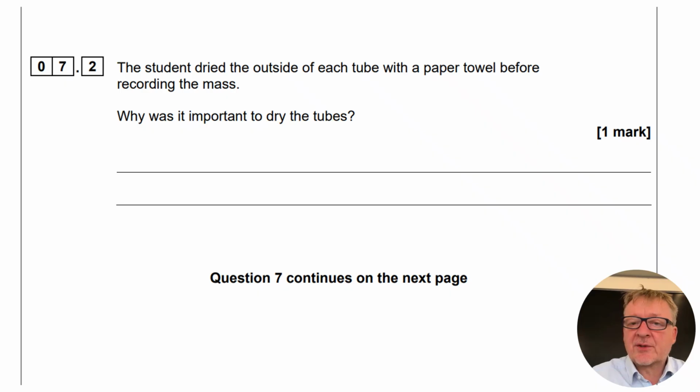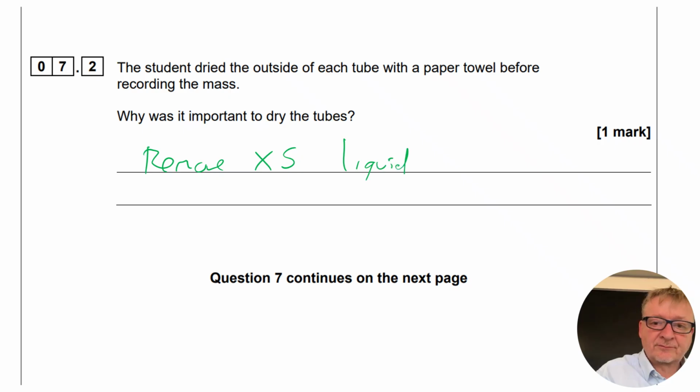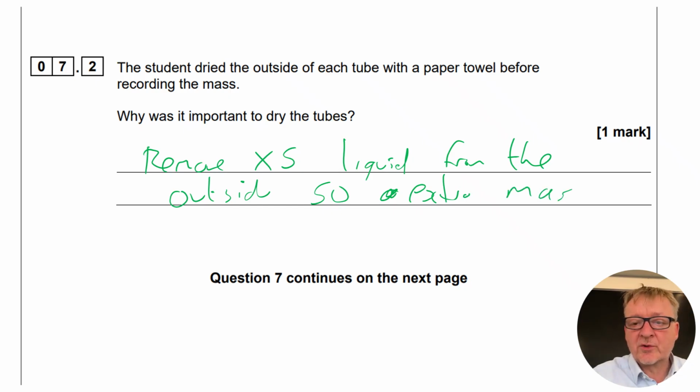The student dried the outside of each tube with a paper towel before recording the mass. Why is it important to dry the tube? That is to remove excess liquid from the outside. So excess or extra mass from the water is taken away. It's a bit like you getting out of the bath. If you get out of the bath, you've got loads of water on the outside of you. So what you have to do is get rid of that to get the mass.